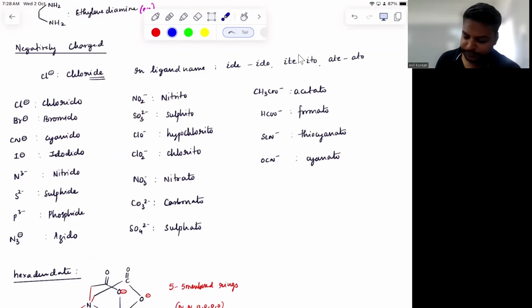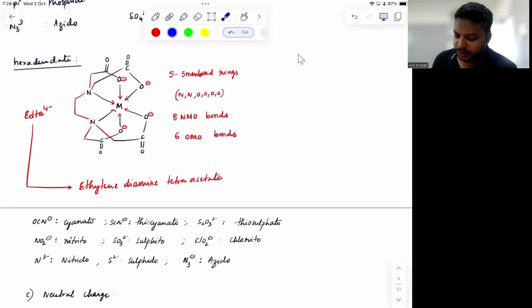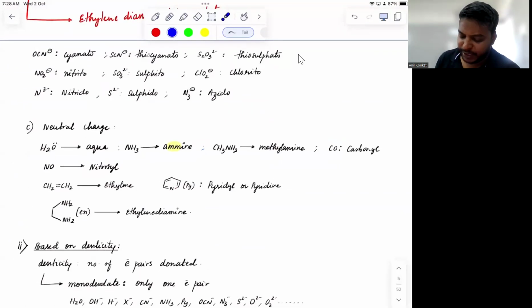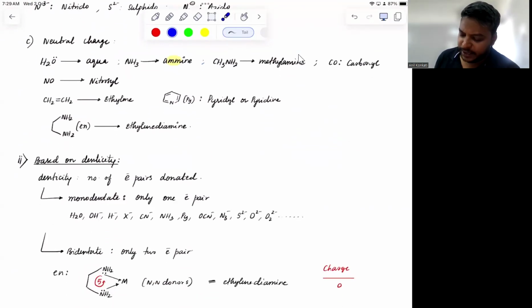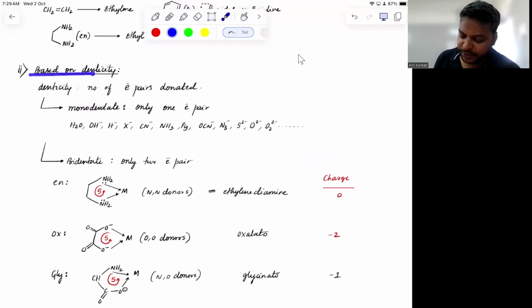Right. Next, if you have these groups, these are the ones which we will be using a lot of times. And the second classification is based on denticity. That is, how many electron pairs are being donated to the metal. If we call it monodentate, that means we are giving only one pair. Like water, OH-, H-, all these compounds which I have written, they will only give one pair of electrons. Okay, they'll only give one pair of electrons.